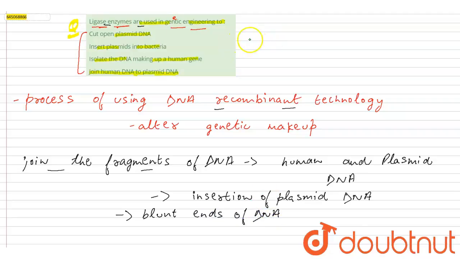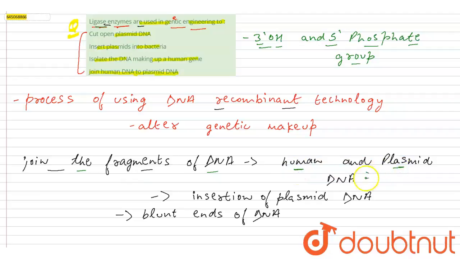These blunt ends are the ends that have a 3' hydroxyl group and a 5' phosphate group. So they will act on only this type of strand, that is, it should have a 3' hydroxyl group and a 5' phosphate group. So this is the function of these ligase enzymes, that they involve the joining of the fragments of the DNA, and the joining of DNA into the plasmid's DNA.